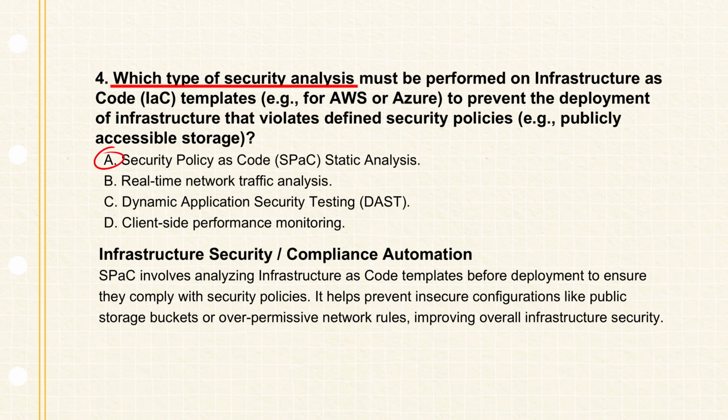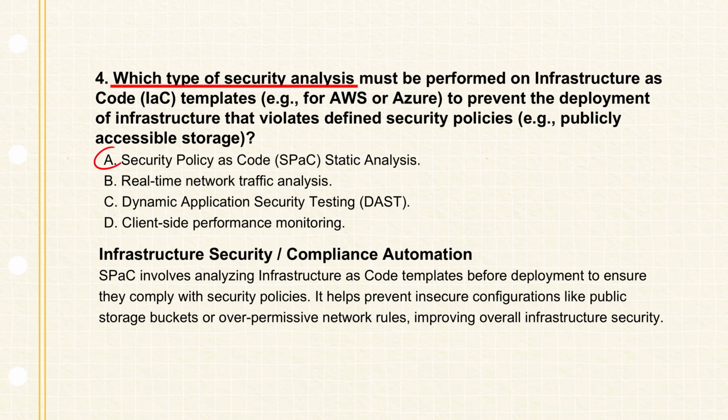Like what? Give me an example. Like preventing a template that tries to create an S3 bucket that's wide open to the public internet. Or maybe a network security group rule that opens up SSH to the entire world. It catches those configuration security flaws while there's still just code in a file. So if a dev writes some IAC that, say, spins up a database but forgets to turn on encryption, SPAC can stop the build. Exactly.